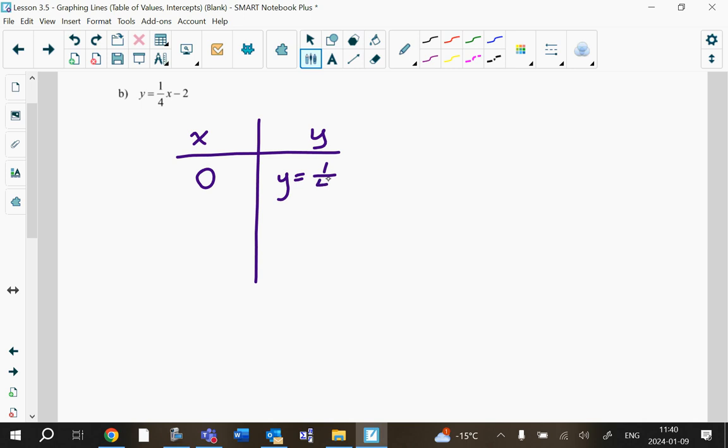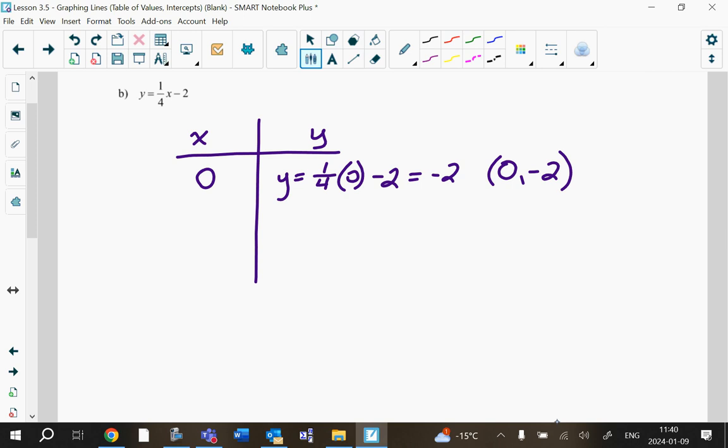So 1 over 4 times 0 minus 2 works out to negative 2, because 1 over 4 times 0 is 0. 0 minus 2 is negative 2. So that's one of our points. What's different about this equation than the previous one we did? There's a fraction. That dictates the numbers you choose for x.